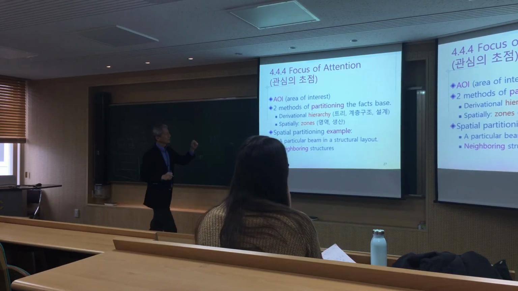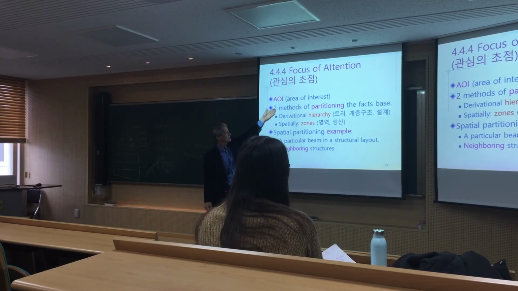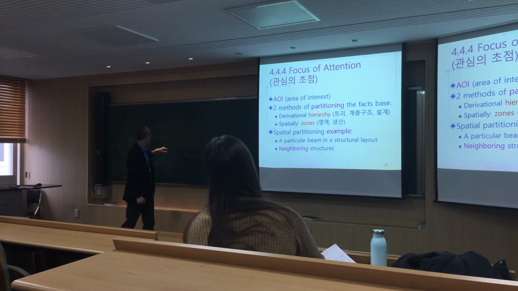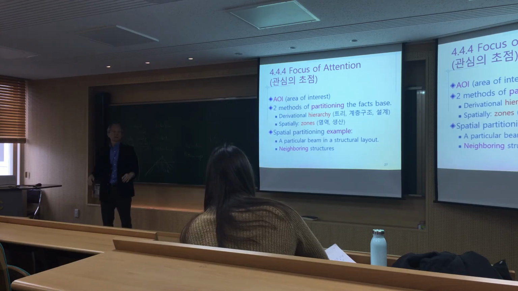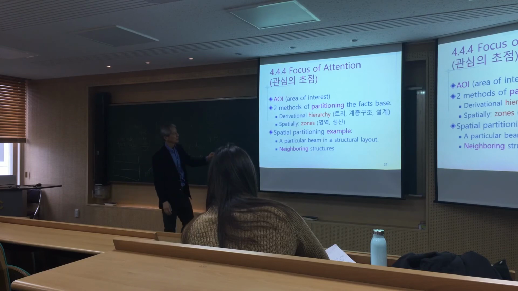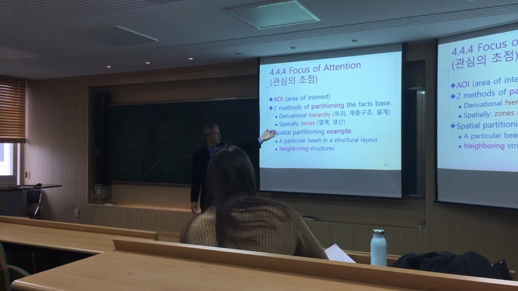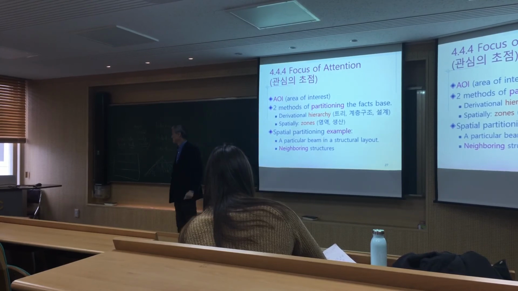So they have partitioning of the image base, and there are 2 ways, using a tree system or using a joining system. Depending on the problem, you are using this. So spatial partitioning is joining, right? So it's a neighboring structure or samples.